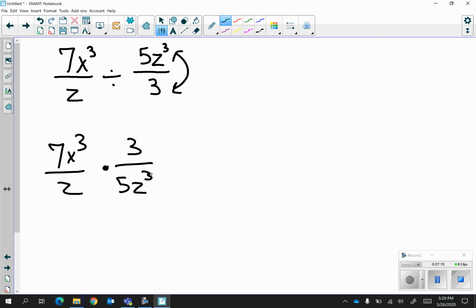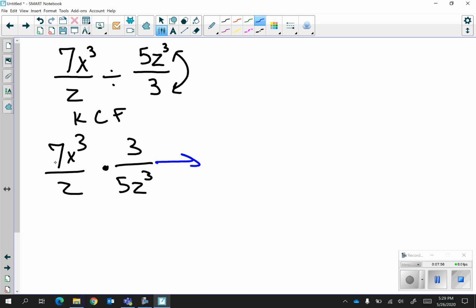Now, I did say before that it's easier to cancel before you actually multiply. But keep in mind, if you look at this one, you can't actually cancel anything out because the only thing they have in common is z, and both of the z's are in the denominator. And you can only cancel if one's in the numerator and one's in the denominator. Please do not cancel from the beginning as it's still division, because you have to change it to multiplication before you do this.